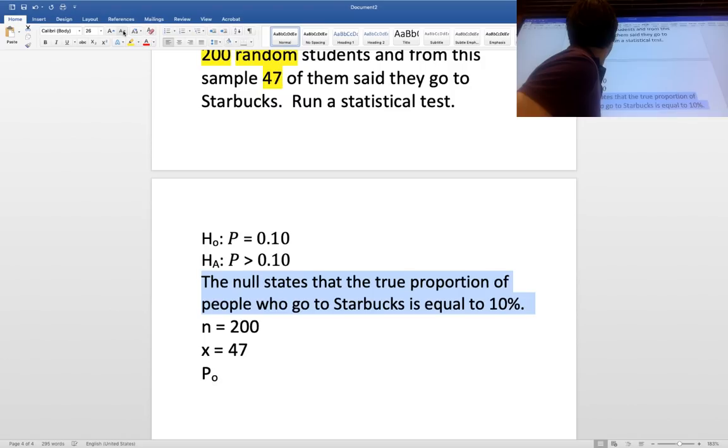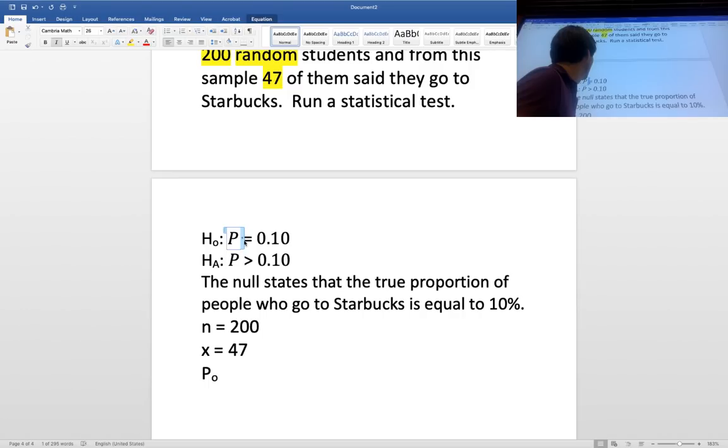Try to read each part of it as a sentence. What is this part of the sentence right here? The null states that, and then this right here is what? The true proportion of people who go to Starbucks, and then this right here is equal to 10%. And just try to do it as a sentence. Try to read through it bit by bit.